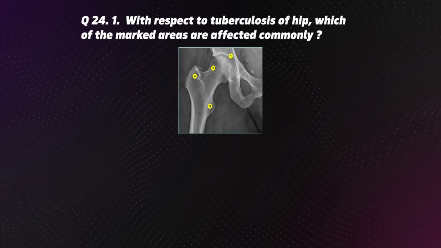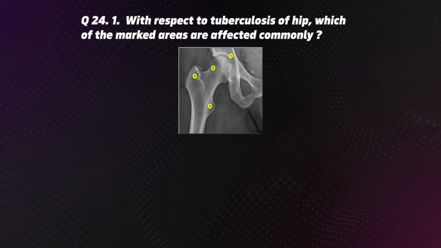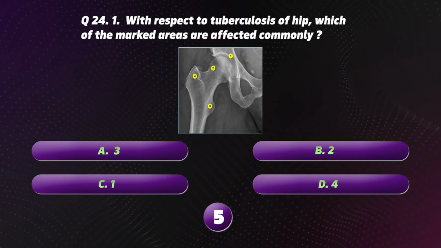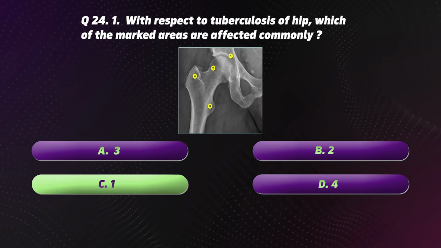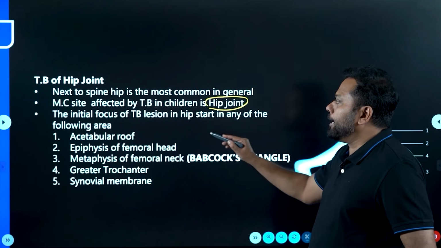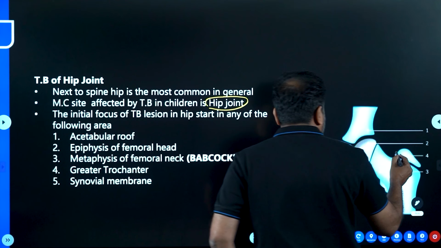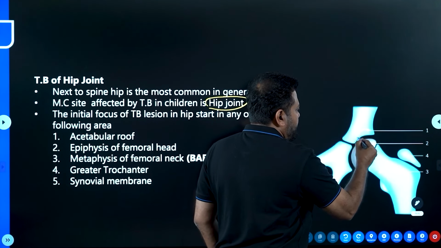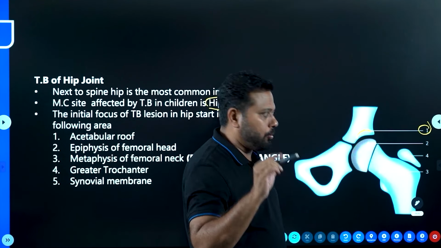Question 24. With respect to tuberculosis of the hip, which of the marked areas are affected commonly? Here are the options. A. 3. B. 2. C. 1. D. 4. And the correct answer is C. 1. Here's the explanation. The lesion in the hip starts in any of the following areas. Number 1, it can be in the acetabular roof.